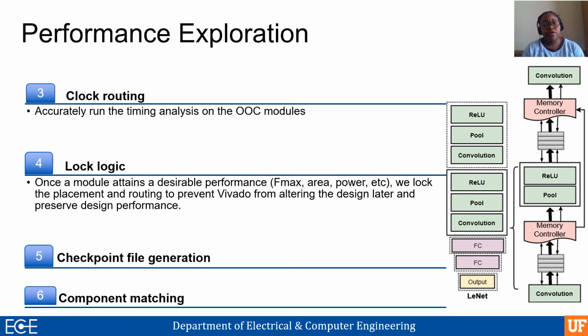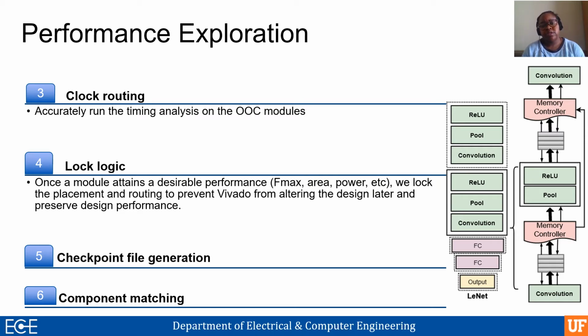The fourth step is the lock logic. Once we go through the first three steps and we are satisfied with the desirable performance, we can then lock the placement and the routing to prevent Vivado from altering the design later when we're going to perform the architecture composition. Then, after locking the design, we generate the checkpoint and we go through the component matching.